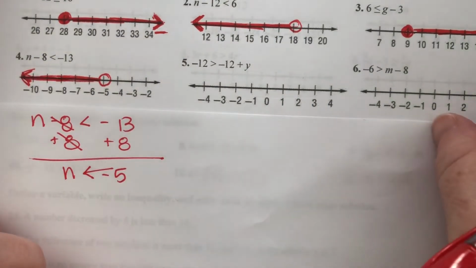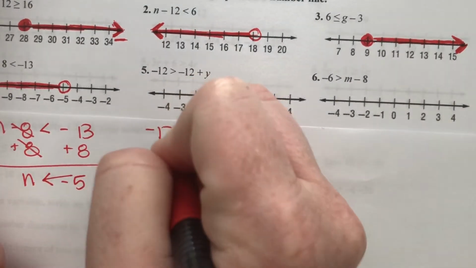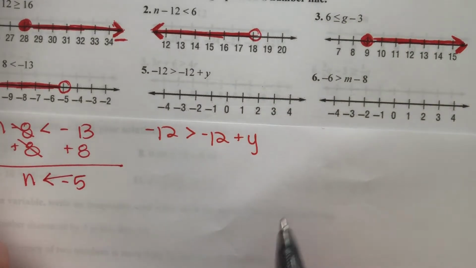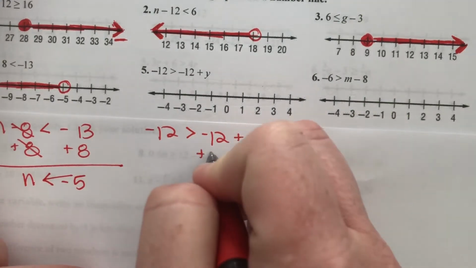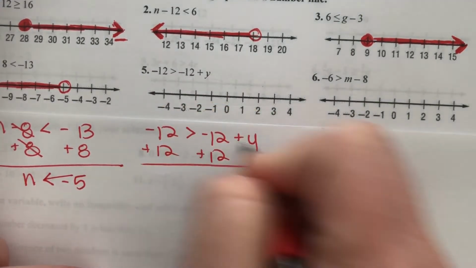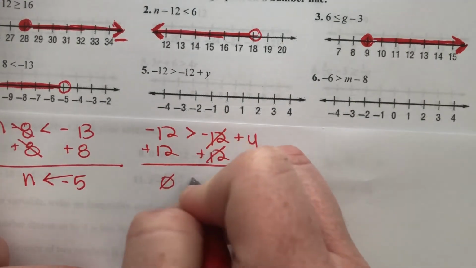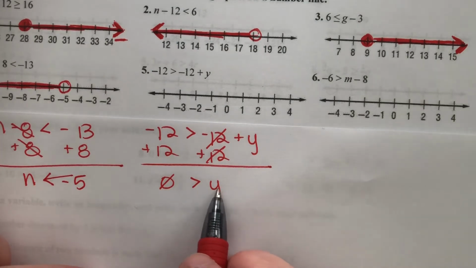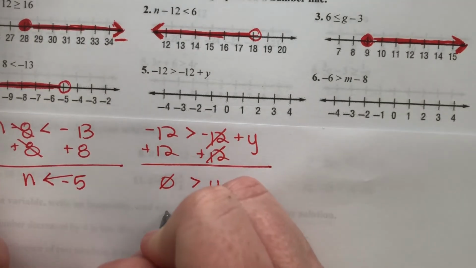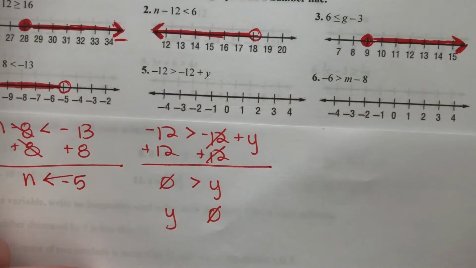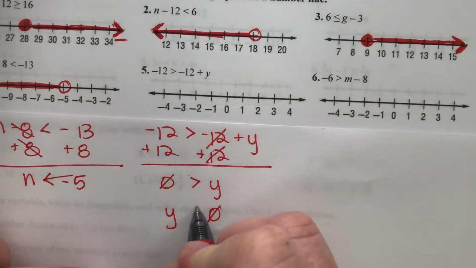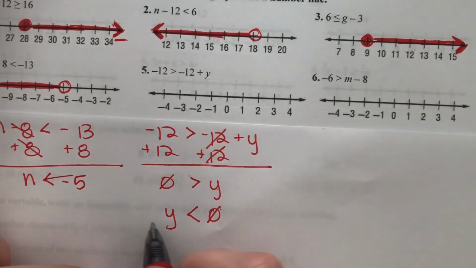Okay, next one, number 5. Negative 12 is greater than negative 12 plus y. So it looks to me like y is going to probably have to be 0 here. I'm going to add 12, add 12. This is 0 is greater than y. All right, and we're not doing any extra math here, but we see that y is on the right. I want it on the left, so I'm going to flip-flop my terms. And since I switched the terms here, the mouth is open towards the 0, so I want to leave it open towards the 0. So here's my answer.